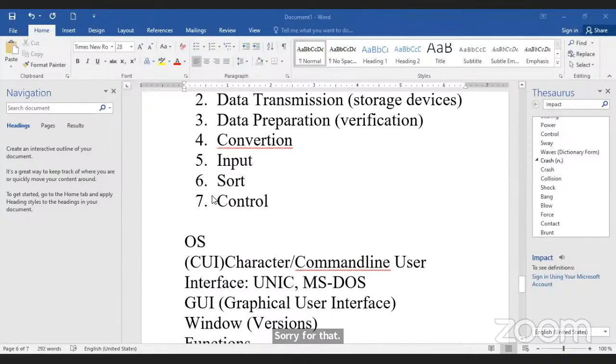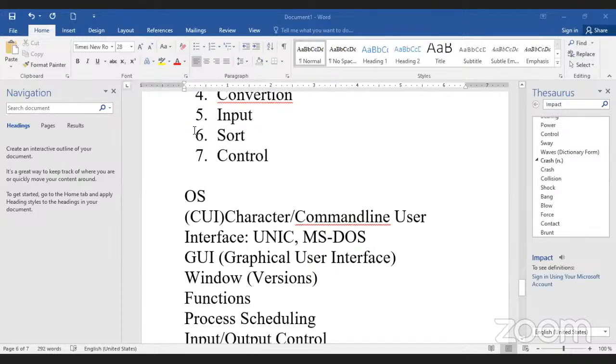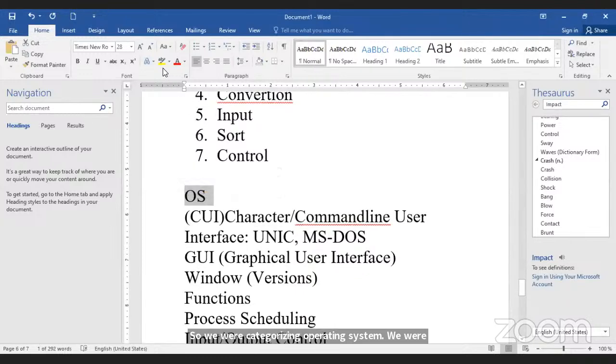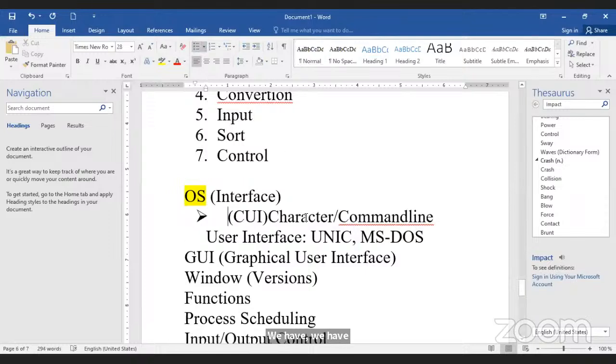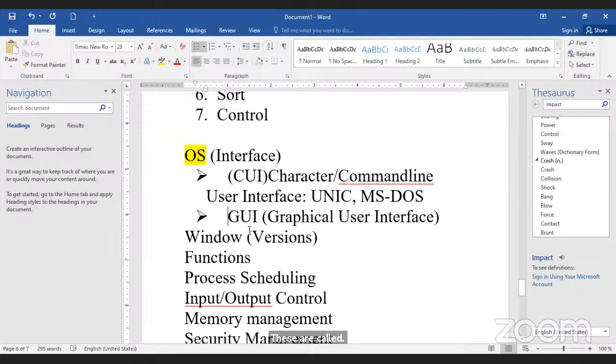So we were categorizing operating systems depending on the interface. And we realize when it comes to interface, we have two types. We have interfaces that use characters, the command line user interface. Then we have interfaces that use graphics, called graphical user interface.